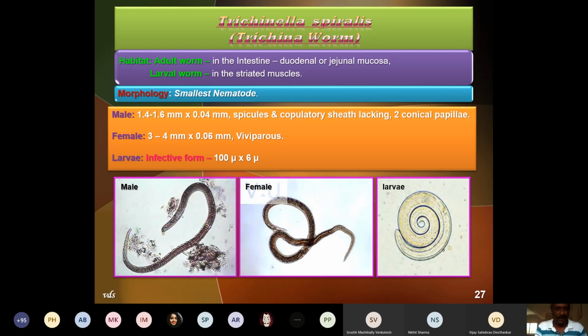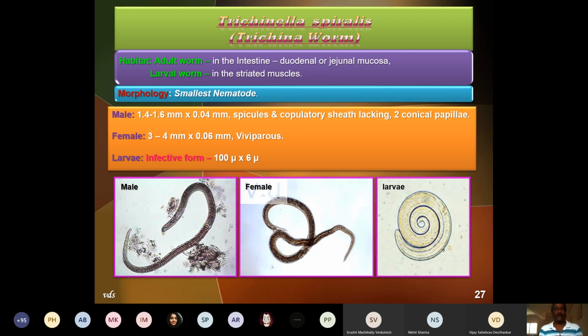Understand the size and habitat of this parasite. Habitat: adult worms, they are present in the intestine, usually in the duodenum and the jejunal mucosa. Larval worms, they are seen in the striated muscles, not the smooth muscles, neither the cardiac muscles. They are present in the striated muscles.